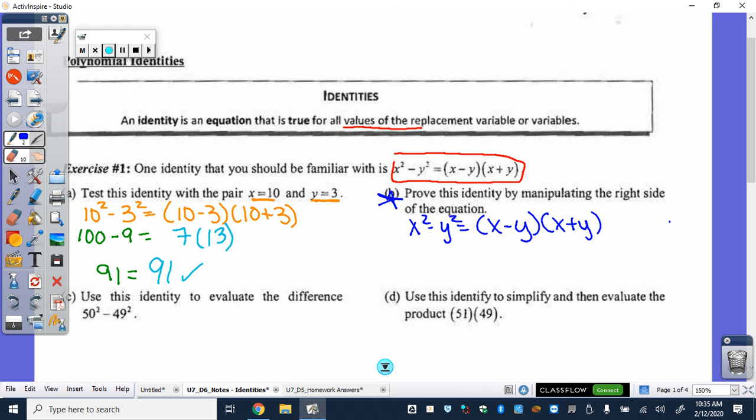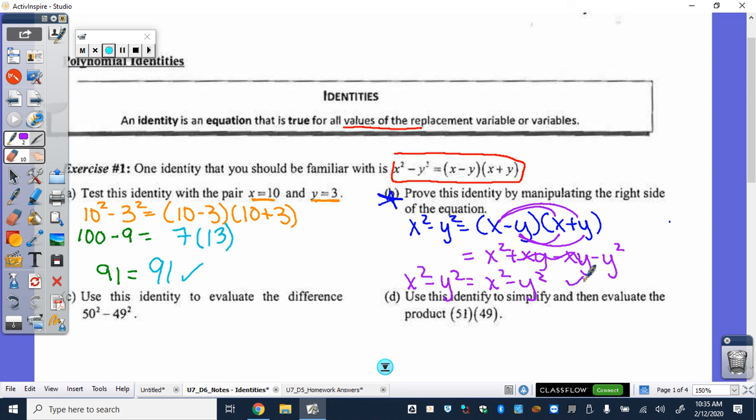So what could we actually do to the right side there? Multiply them out. So distribute your x. And that's going to give us an x squared plus xy. Distribute our negative y. And that gives me a negative xy minus y squared. And then what happens with our xy's? Cancel. So we're left with x squared minus y squared, which is actually what we had on the left side. So that identity is true.